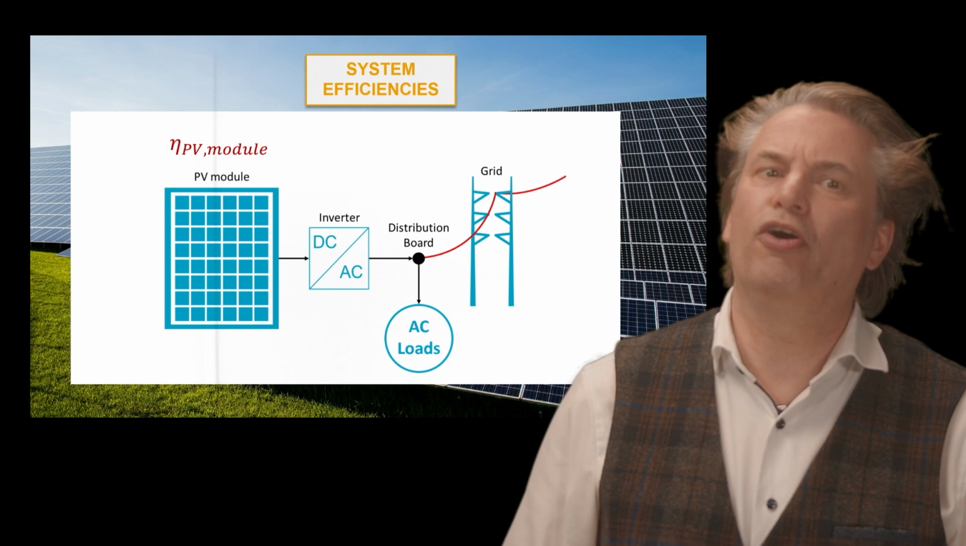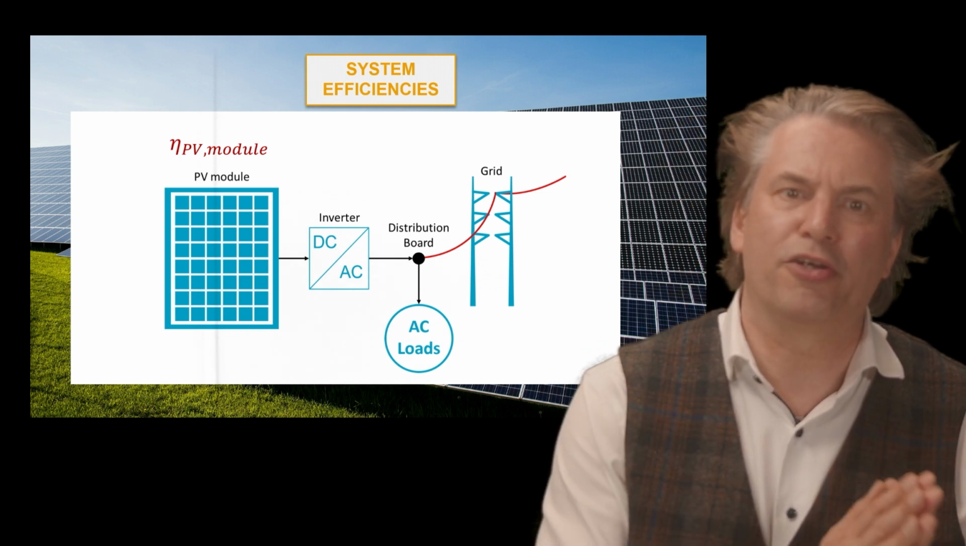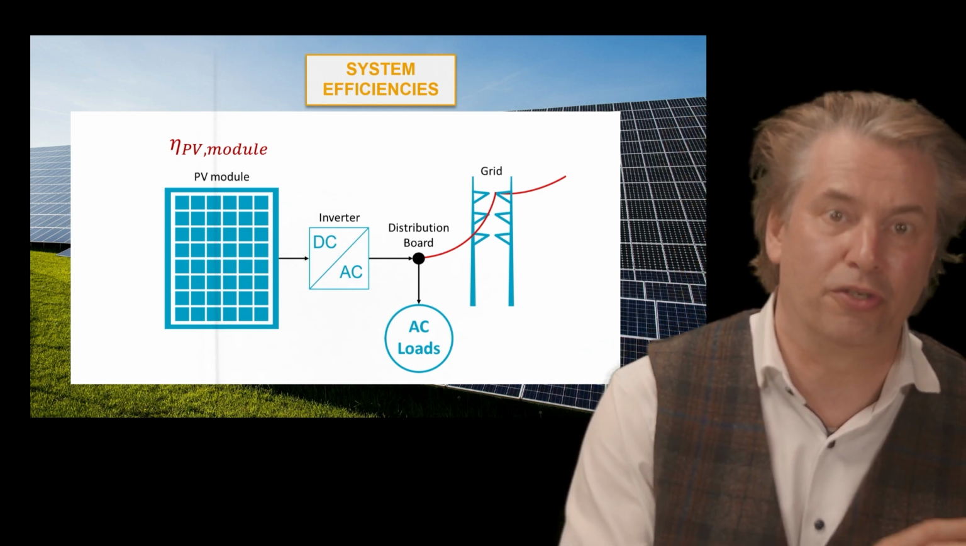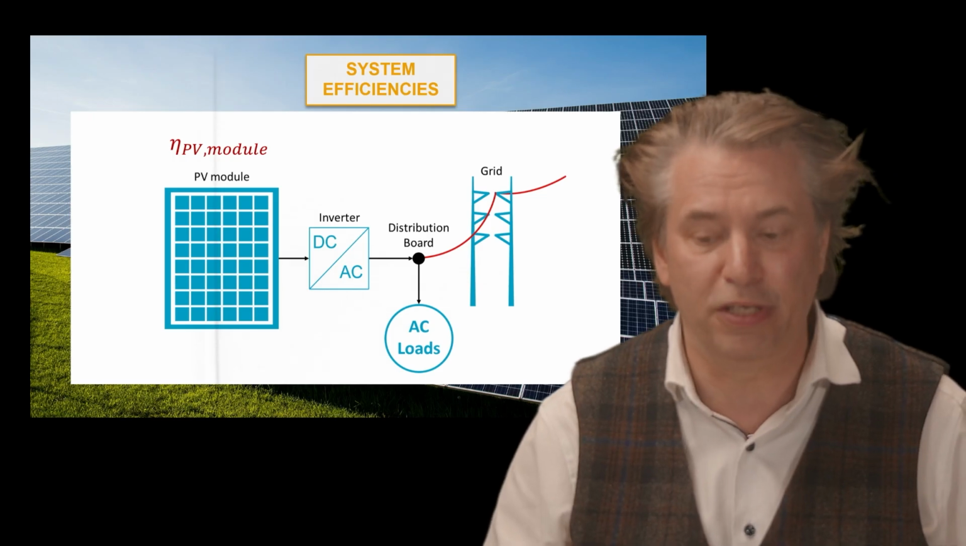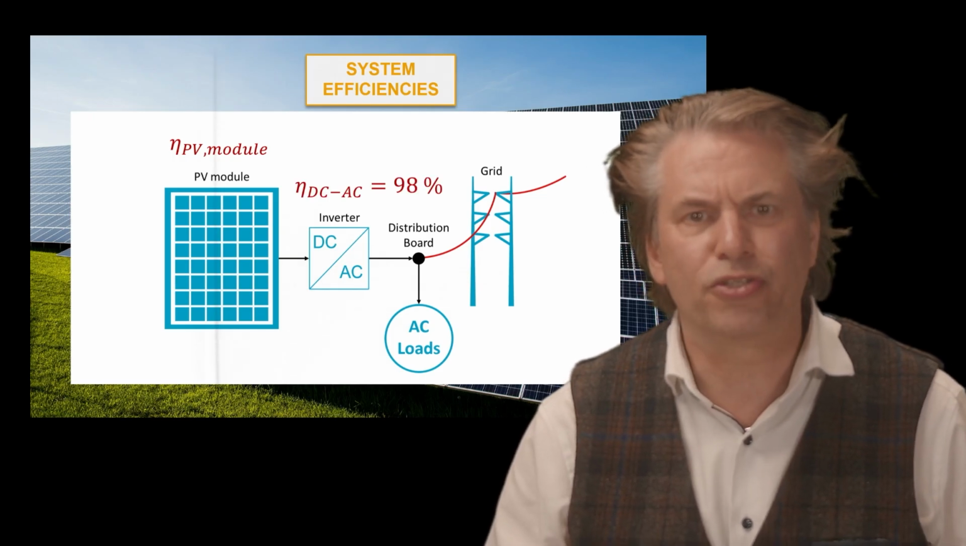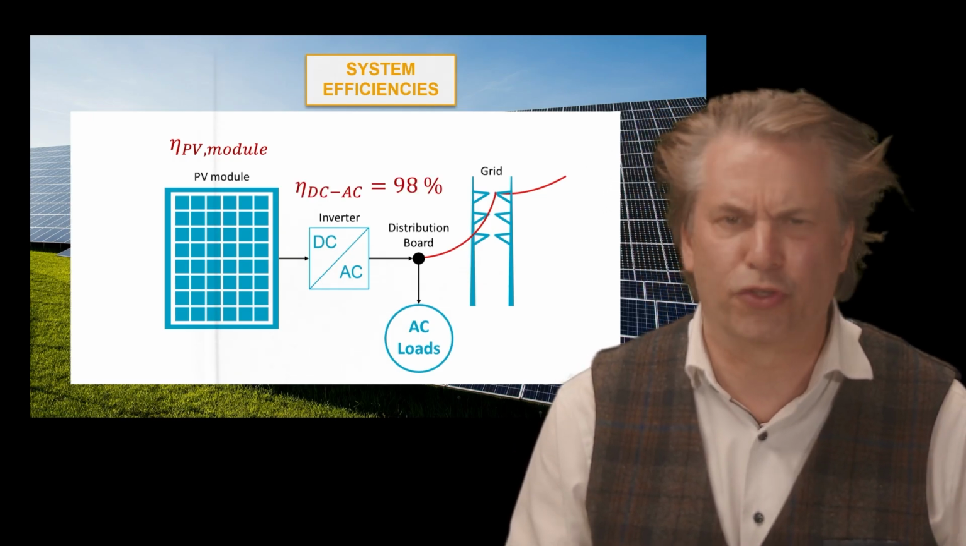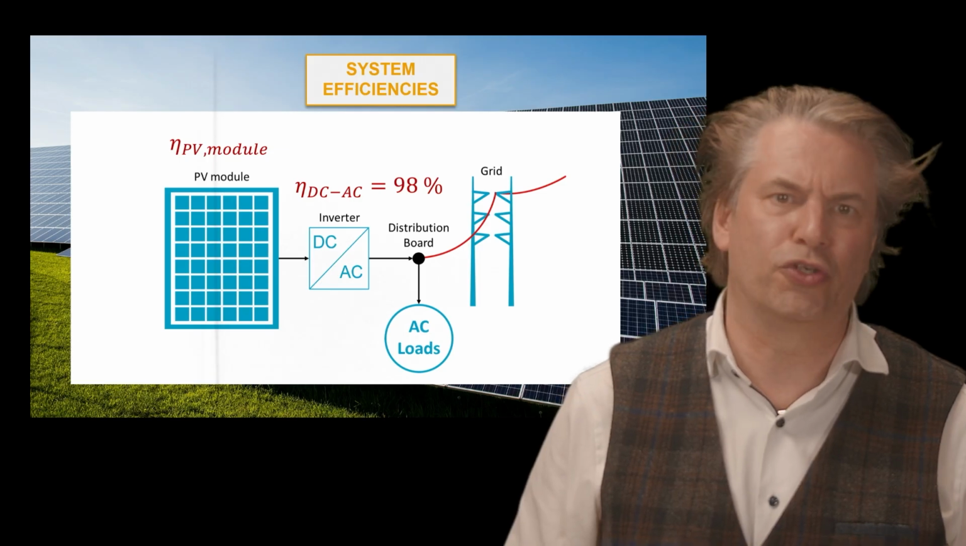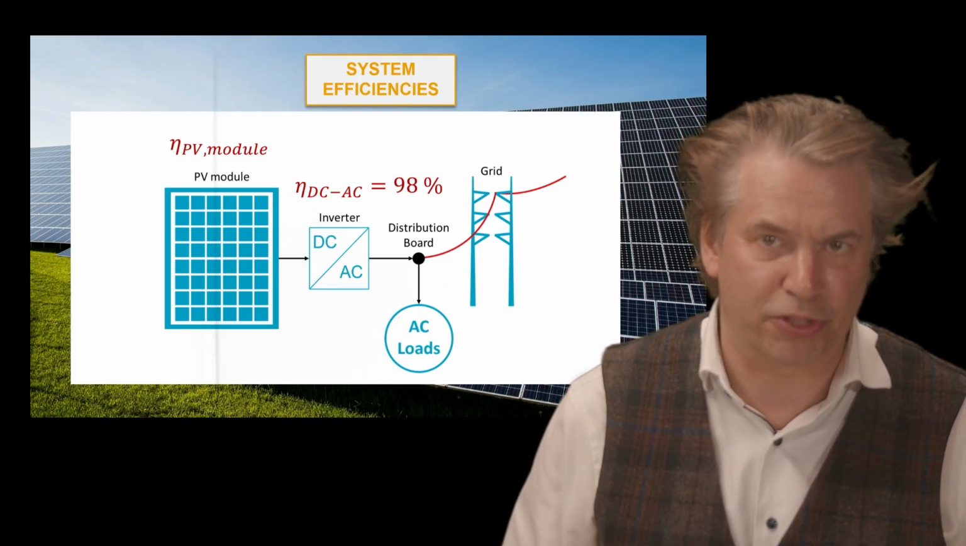The efficiency of the system is determined by the conversion efficiency from the sunlight into electricity of the PV modules and the conversion efficiency of the inverter. For simplicity, we assume the typical conversion efficiency of an inverter, 90% here.